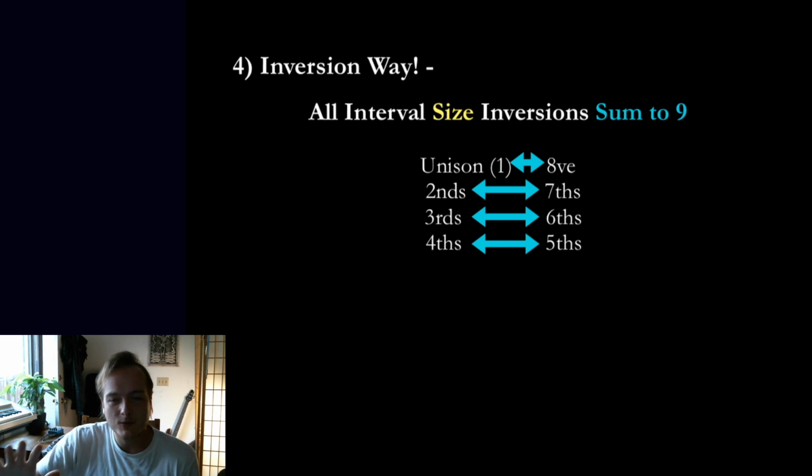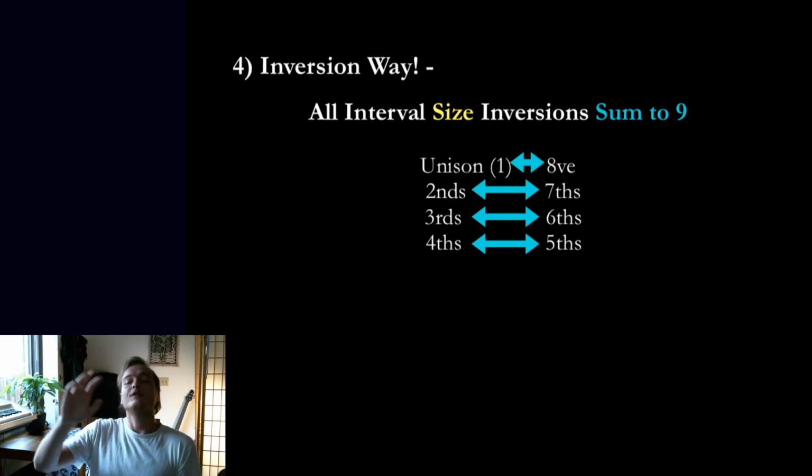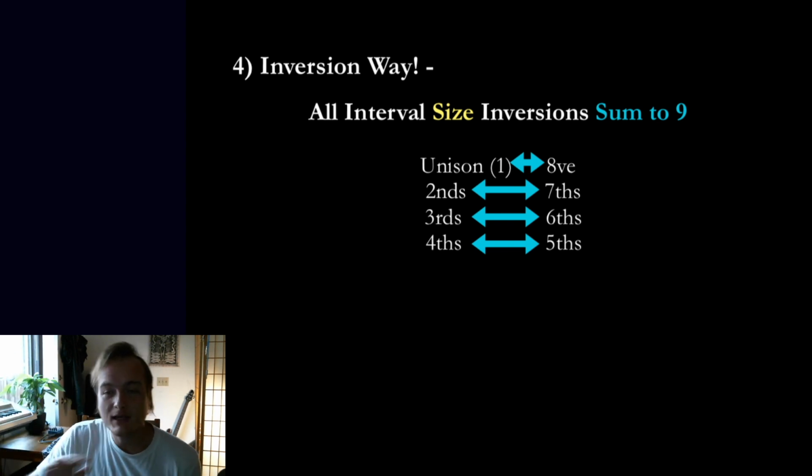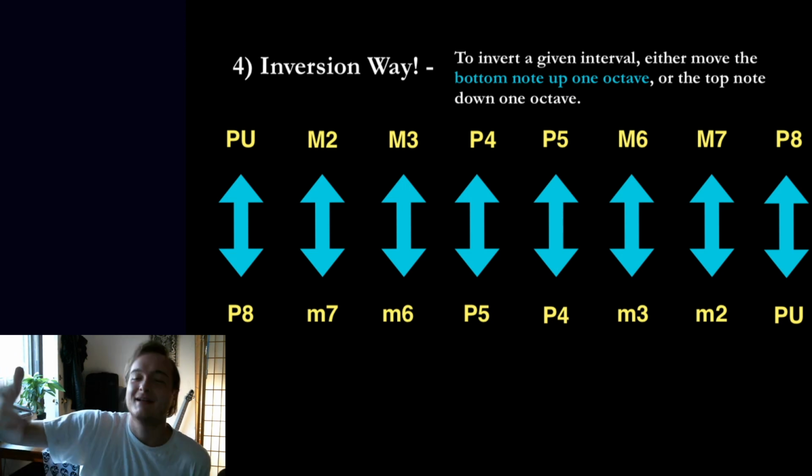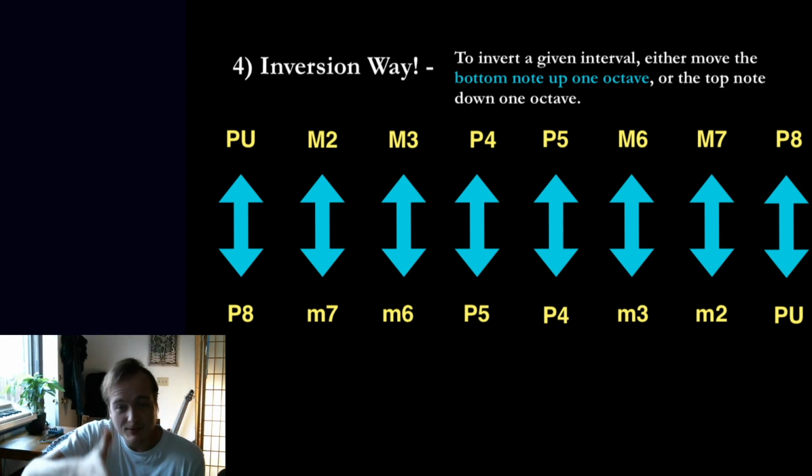Something that's really important to recognize is that all of the interval size inversions, and we're just talking about size here, will add up to 9. We can see that so clearly, right? Unison plus octave, 9. Second plus seventh, 9. Third plus sixth, 9. Fourth plus fifth, 9. Fifth plus fourth is 9, etc. So all of them will add up to 9 vertically.